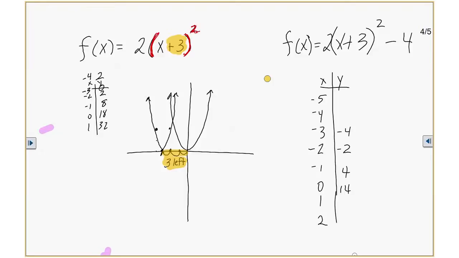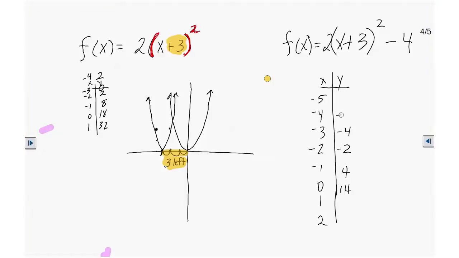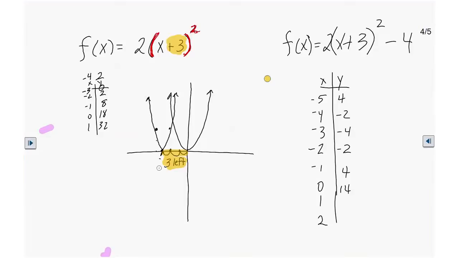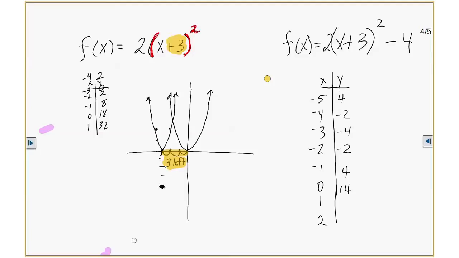-4 plus 3 is -1. -1 squared is 1 times 2. 2 minus 4 is -2. There we go. -5 plus 3 is -2. -2 squared is 4. 4 times 2 is 8. 8 minus 4 is 4. So we plot this one. -3, -4. -3. 1, 2, 3, 4. -4. I don't know where all was. Okay. -4, -2. -4, -2. -2, -2.